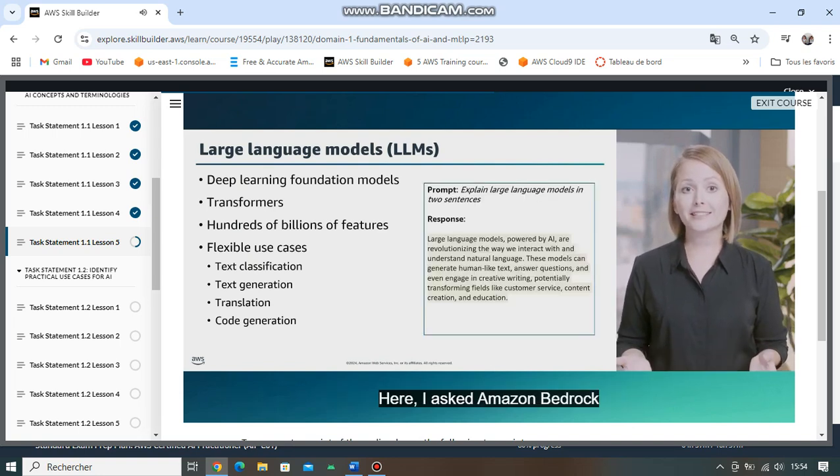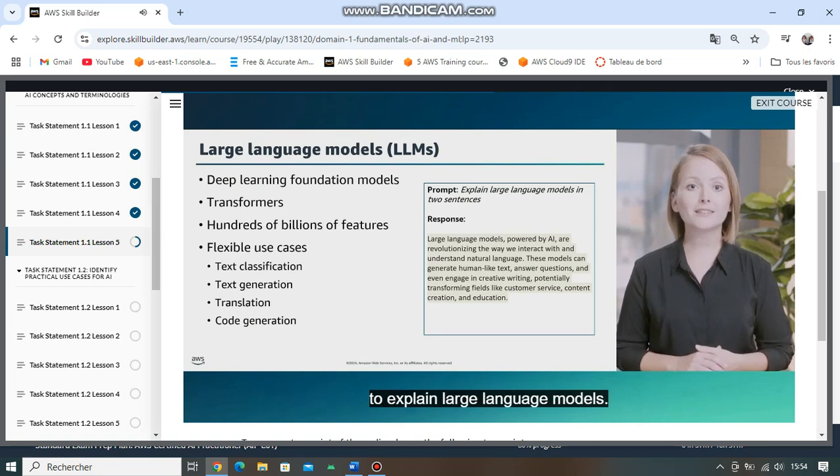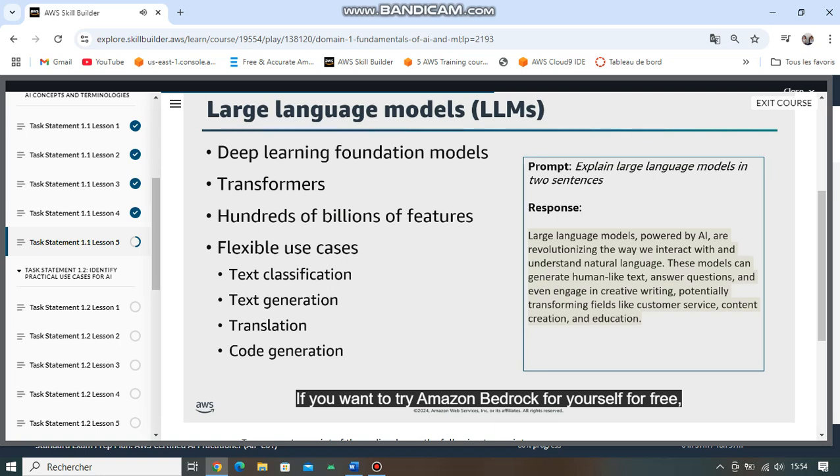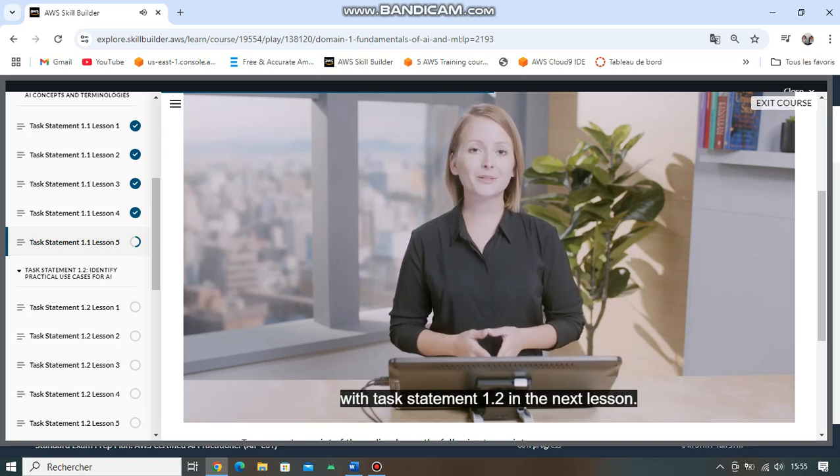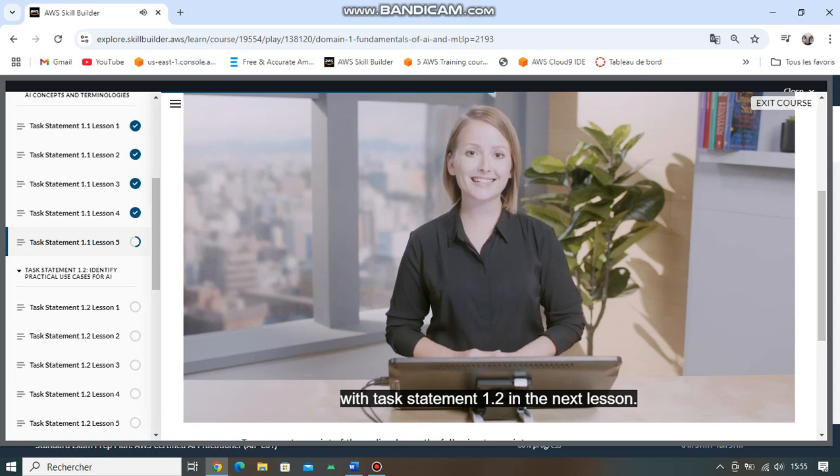Here I asked Amazon Bedrock to explain large language models. If you want to try Amazon Bedrock for yourself, for free, you can build your own AI app at PartyRock.aws. Alright, let's get started with task statement 1.2 in the next lesson.